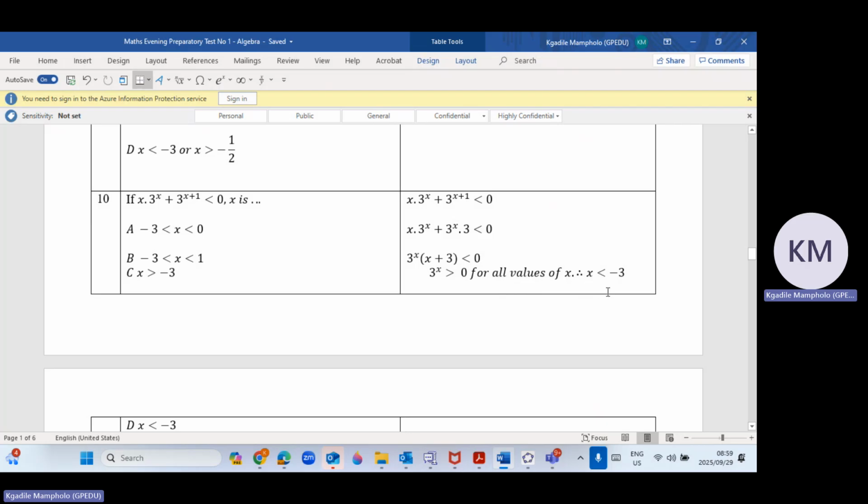Then it means that x will just be less than negative 3. It means this will not change. Why is it not changing? Because for this one, we will not have the one value of x, but we say 3 to the power x will be positive for all values of x. Even if x is 0, 3 to the power 0 is positive 1. If x is negative 2, 3 to the power negative 2 is positive 1 over 9. So 3 to the power x will be positive for all values of x. Then x will just be less than negative 3 in this case.